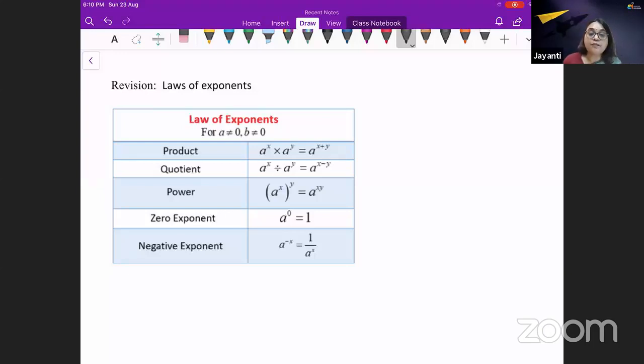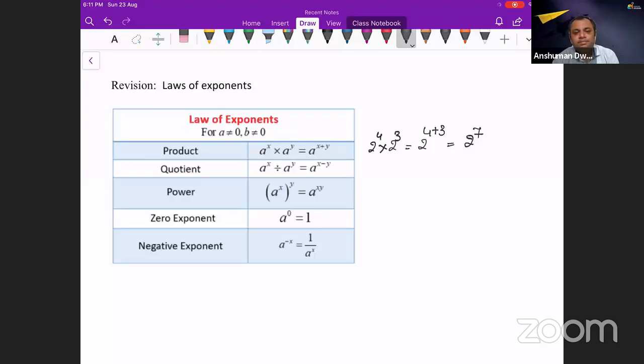The first law is known as the product law, wherein two powers are multiplied. A to the power of x into a to the power of y is a to the power of x plus y. That means when bases are same and they are multiplied, we add the powers. We add the exponent. Let me give you an example. Suppose 2 to the power of 4 into 2 to the power of 3. If these are multiplied, then when base is same, we add both the powers and we write 2 to the power of 7. So this is known as the product law of exponents.